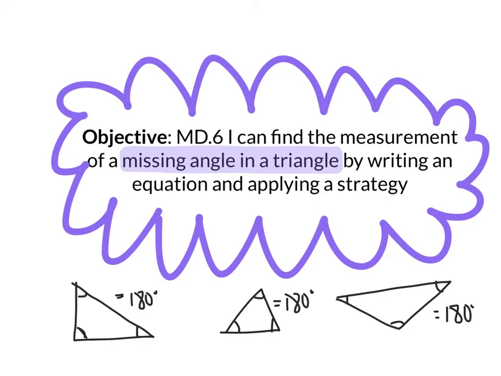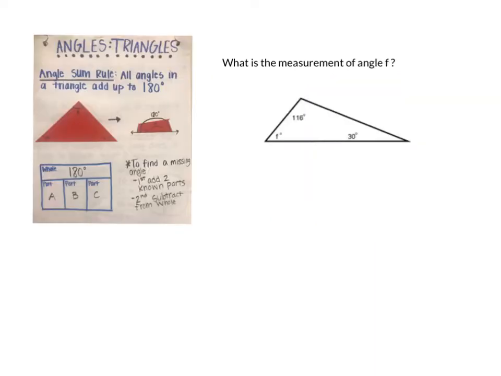So we learned that we can solve for missing angles in triangles in a very similar way to how we solve for missing angles in regular additive angles problems. So go ahead and take out a piece of paper and a pencil, and let's do this next problem together. What is the measurement of angle F?